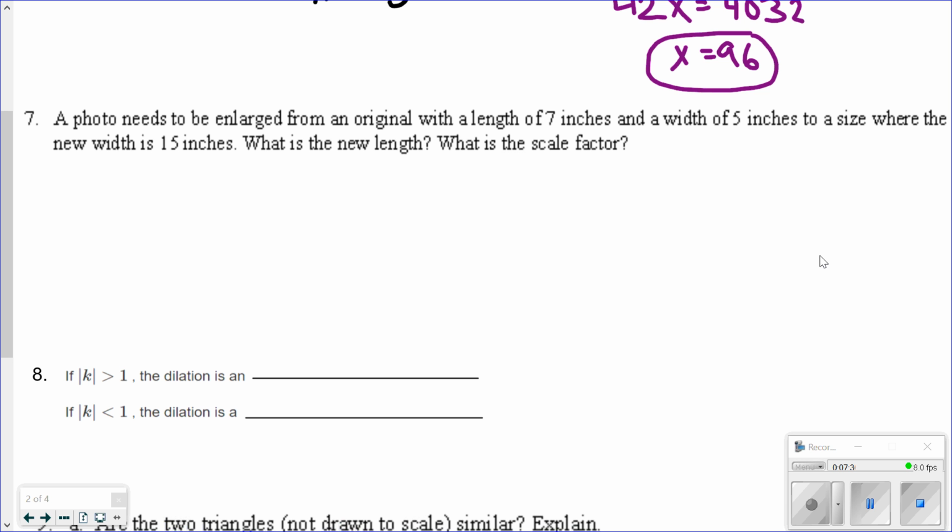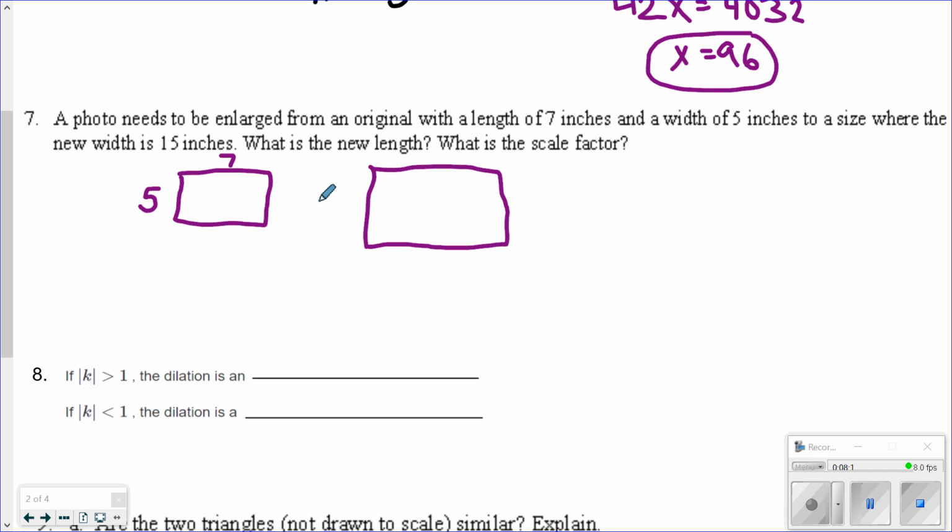Number 7, a photo needs to be enlarged from an original with a length of 7 inches and a width of 5 inches to the size where the new width is 15 inches. What is the new length? All right, so once again, I'm going to draw this out. So I have a picture and we have a length of 7 and a width of 5. So width here, length here. And then in my new picture, draw a very bad rectangle. I know that my width is 15. I need to figure out what is the length here, x.